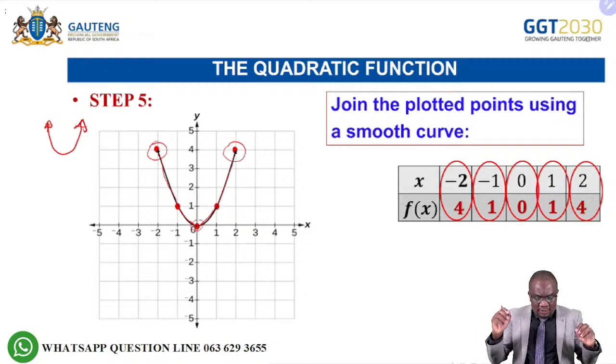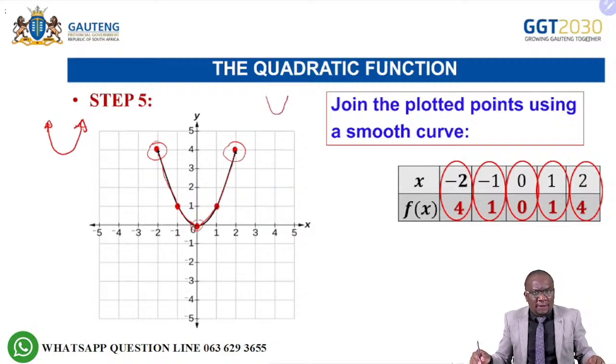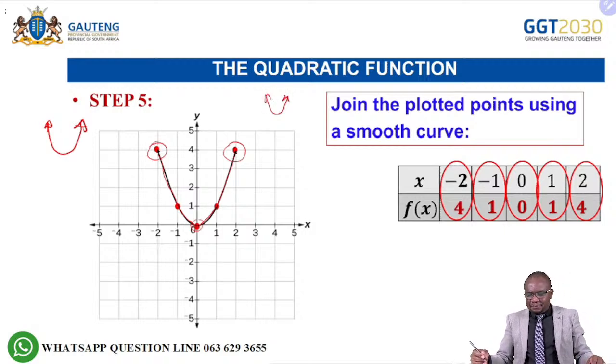So for a graph, you put what? The arrows at the end. Don't just draw your graph like this and then it ends there. No. You put arrows to show that the graph continues. Now, we have seen the shape of the graph. Right. Let's move on.